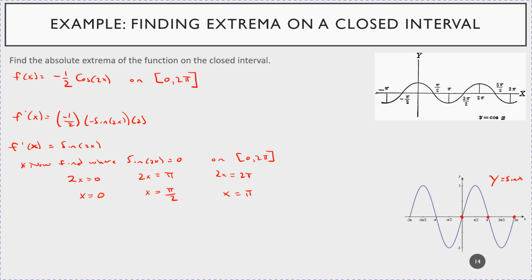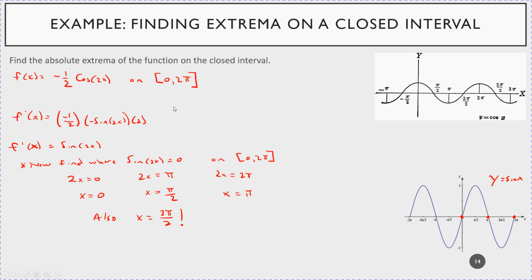So what you can see here is you're getting 0 every pi over 2. So you're also going to need to check 3 pi over 2. Okay, so there's a lot of things you need to test now. You need to test 0, pi over 2, pi, 3 pi over 2, and 2 pi. So there's 5 values here.